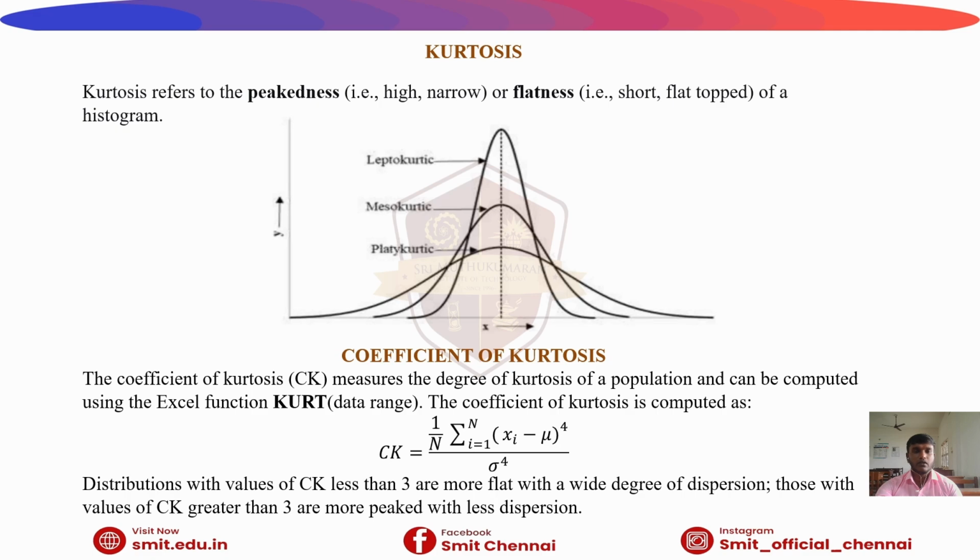Coefficient of kurtosis. The coefficient of kurtosis measures the degree of kurtosis of the population and can be computed using Excel functions with a data range. The coefficient of kurtosis is computed as per the given formula. Distributions with values of CK less than 3 are more flat with a wide degree of dispersion. Those with a value of CK greater than 3 are more peaked with less dispersion.